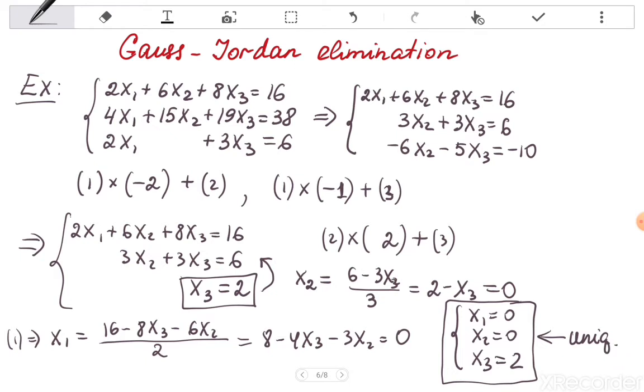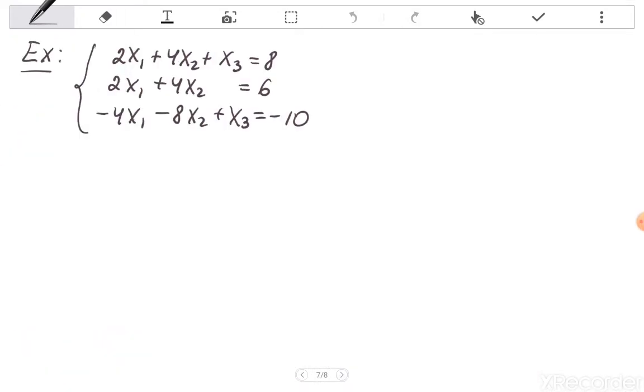Okay, let's see what else we may have when we use this Gauss-Jordan elimination. For example, let's look at this example, and let's do the same method. So the first step, we rewrite the first equation.